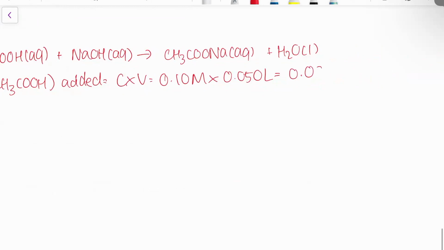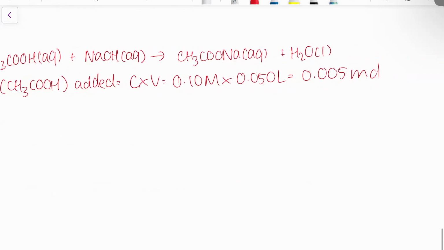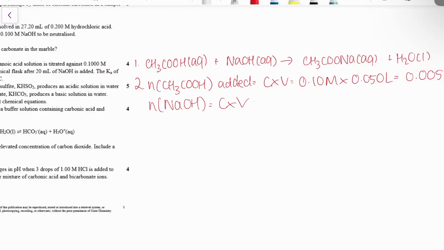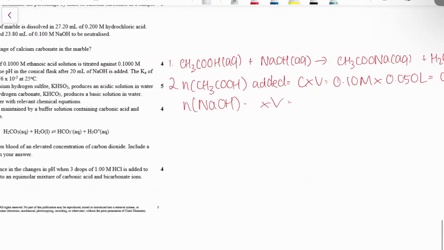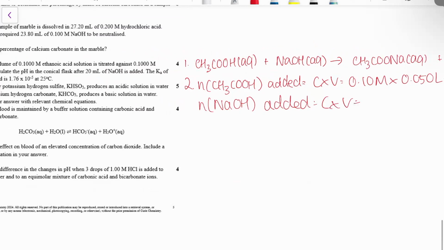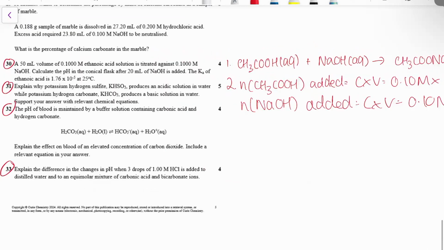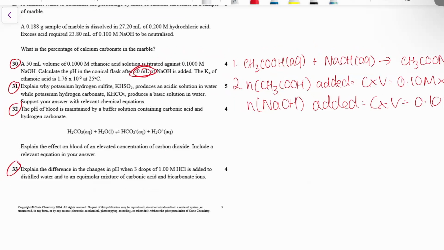I do the same thing for my base, NaOH, C times V. The concentration given to me in the question is also 0.1. And then the volume, they said they want me to figure out the pH after 20 mL of NaOH is added. So the volume is 20 mL, so that's going to be 0.020 liters, which is 0.002 moles.